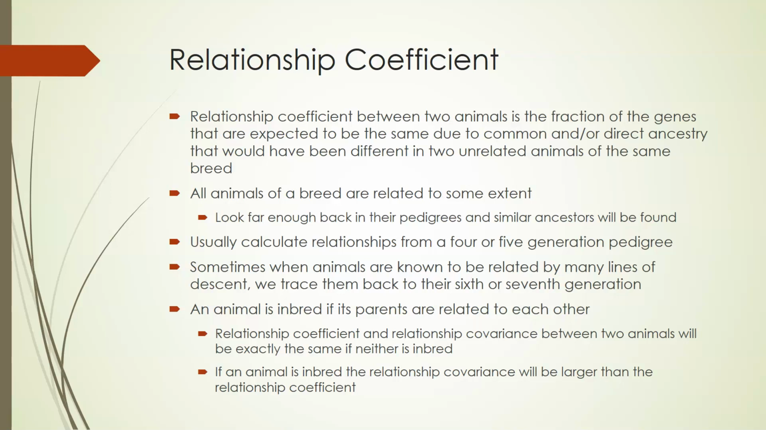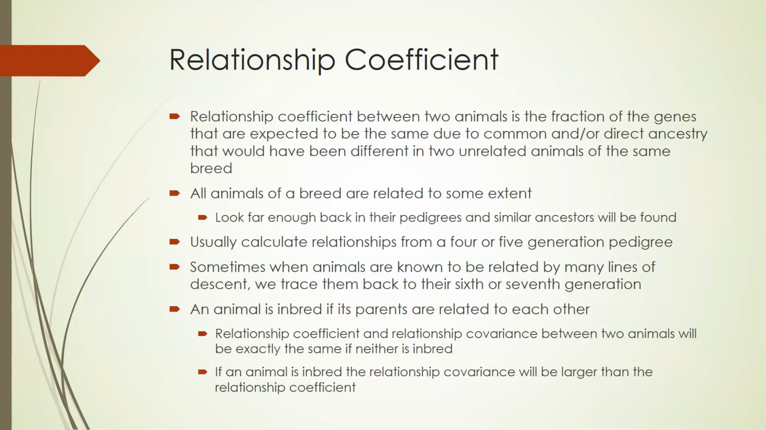So relationship coefficient and relationship covariance, which we'll talk about a little bit more, the difference between those two, between two animals, it's going to be exactly the same if neither is inbred. So we know that if they're not inbred, besides the fact that they might share a sire or something like that, they'll be exactly the same. Now, if an animal is inbred, the relationship covariance will be larger than the relationship coefficient.